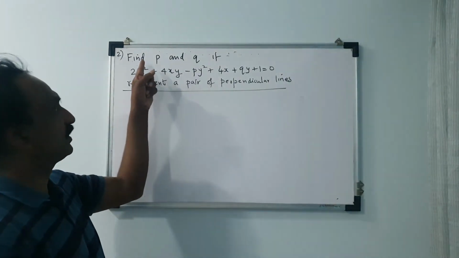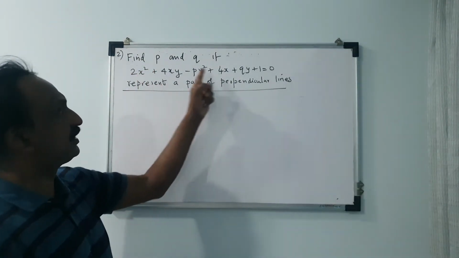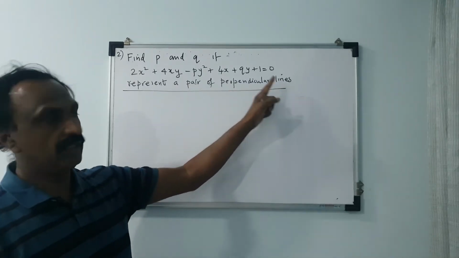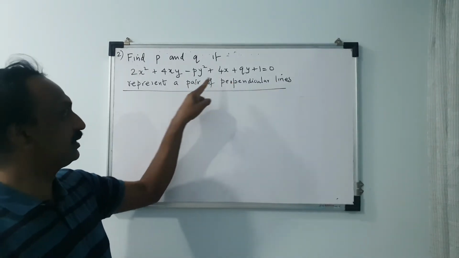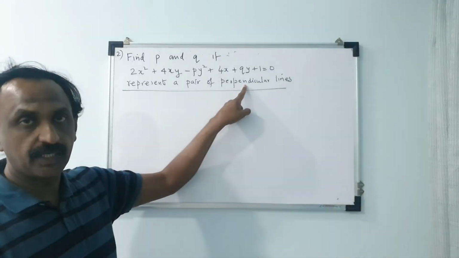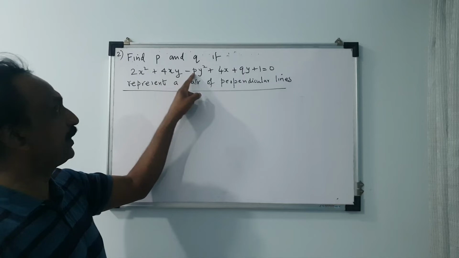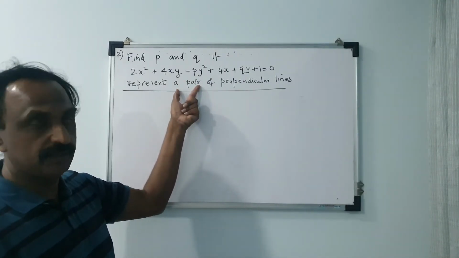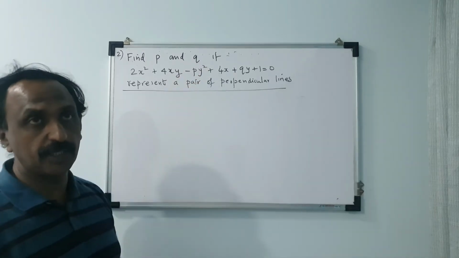Now we have the second question. This equation represents a pair of perpendicular lines. First of all, it represents perpendicular, second, a pair of lines. So two conditions to be applied. First condition, A plus B should be 0, from which we will get P's value. Then we'll apply, it represents a pair of lines, so determinant should be 0.